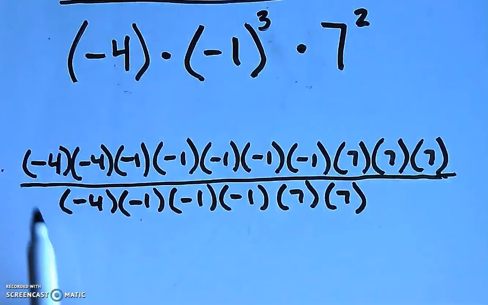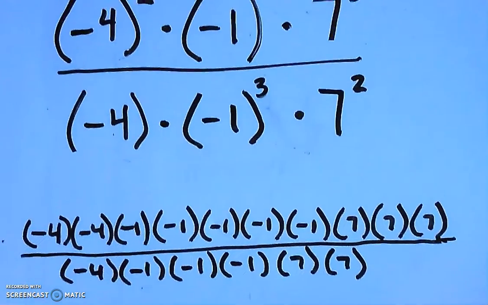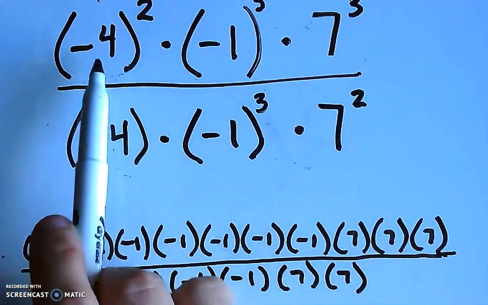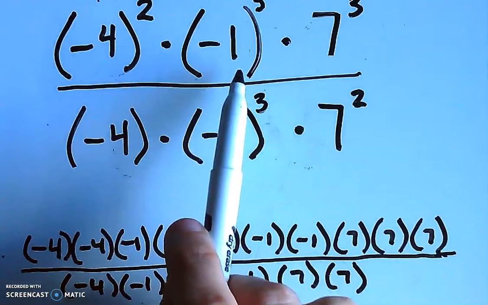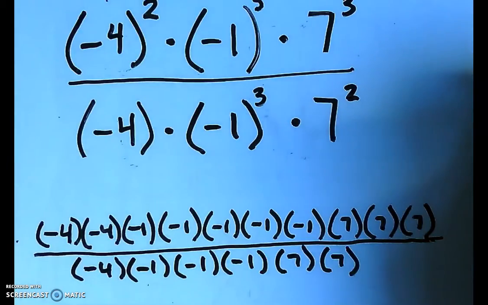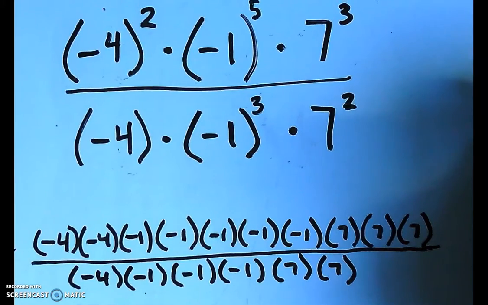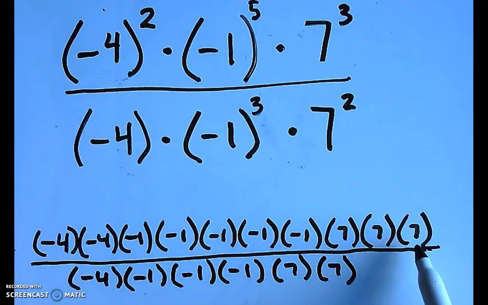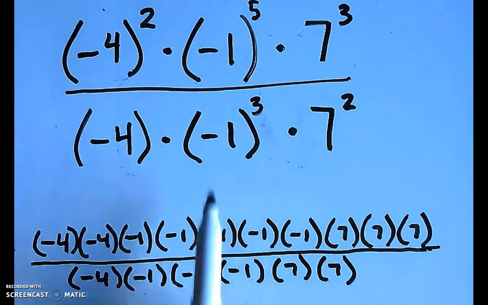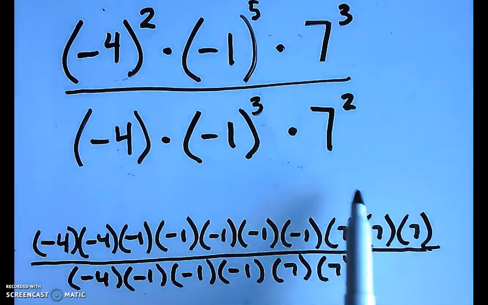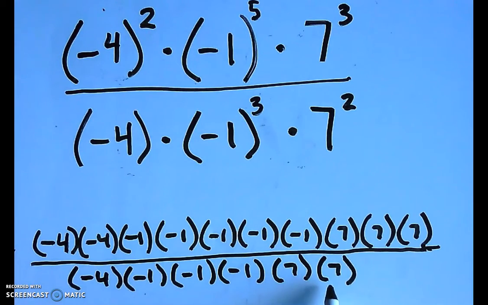So now what we're looking at is, it's still, let me go ahead and adjust this a little bit. My numerator is still -4 times -4, there are 2 of them. With my -1, there are 5 of those, and so I've got 1, 2, 3, 4, 5 in my numerator. Sorry about that, guys. So now I have 7 to the 3rd power, so there are 1, 2, 3 7s in the numerator. And then my denominator, we're looking at a -4, so there's just 1. -1 to the 3rd power, so there are 1, 2, 3 of them in the denominator. And then 7 squared, so there's 2 7s in the denominator.